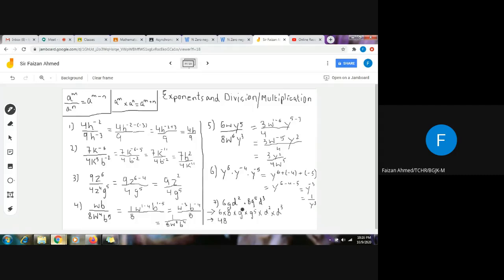And now I will just write the answer directly. I know that there is a 1. 1 plus 5 will be 6, so it will be g^6. I have added the powers. I have used the law. And what about the d? This is 2 and this is 3, so it will be d^5.